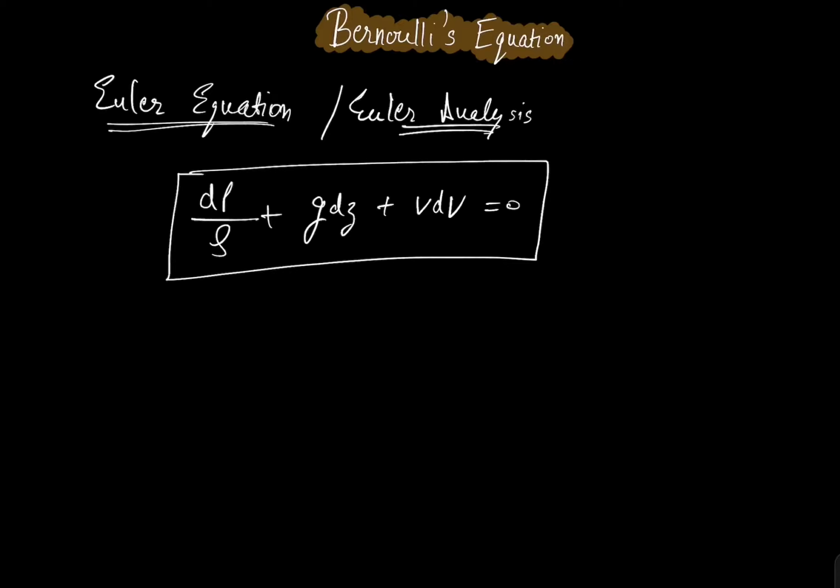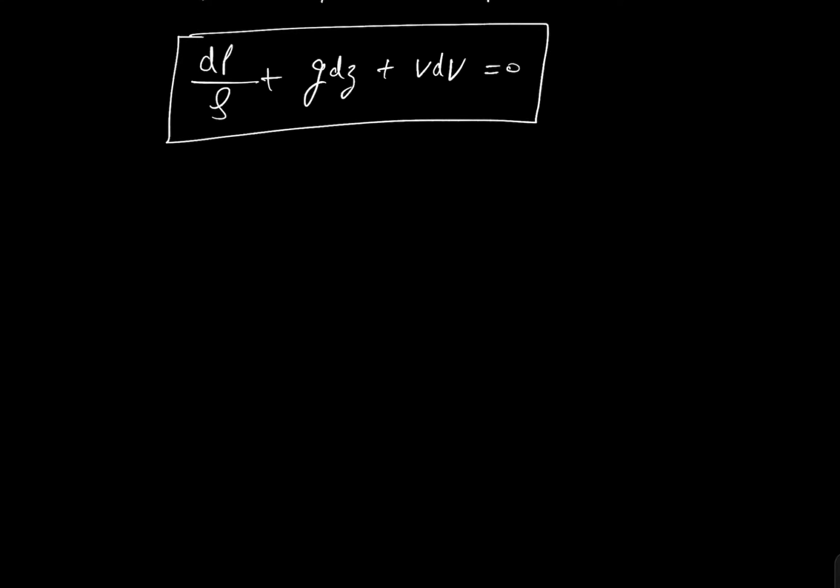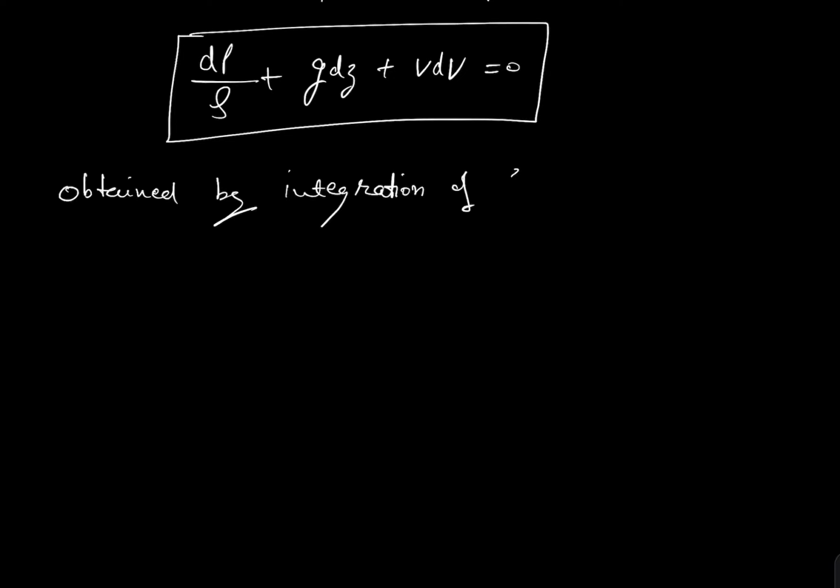Then we had certain assumptions for this equation. What were those assumptions? My flow is steady, my flow is non-viscous, my flow is incompressible, and my flow is irrotational. These were the assumptions for the Euler equation. Now what is Bernoulli's equation? Bernoulli's equation is obtained by integration of Euler's equation.